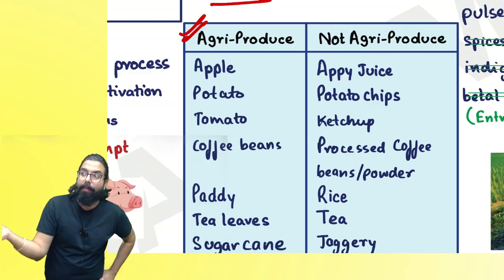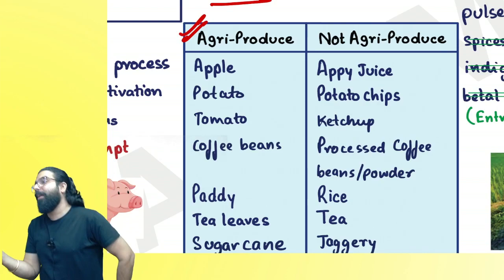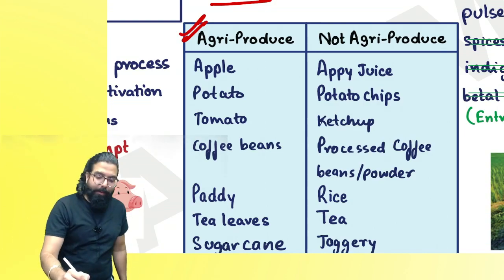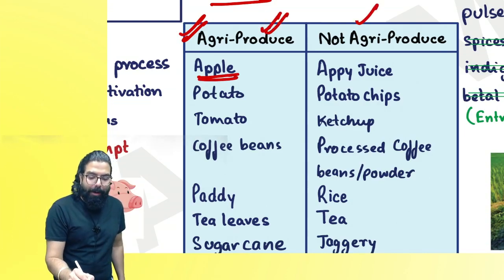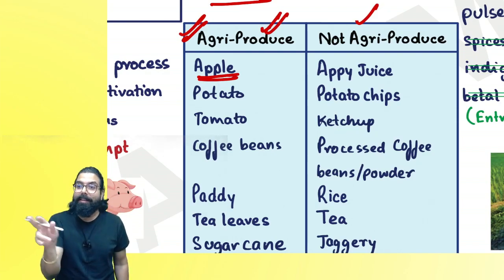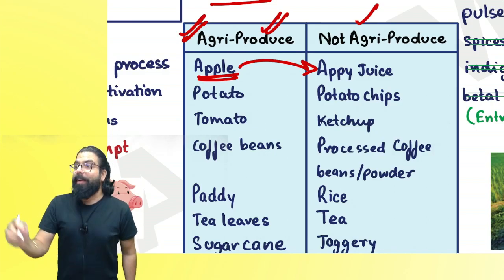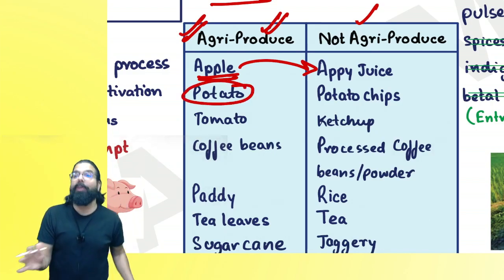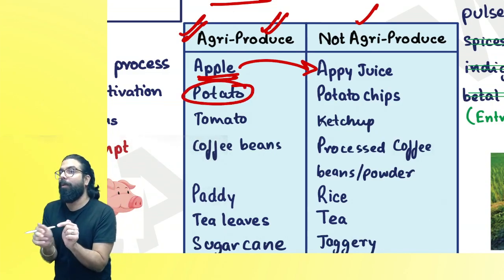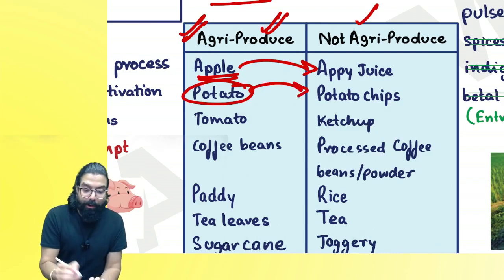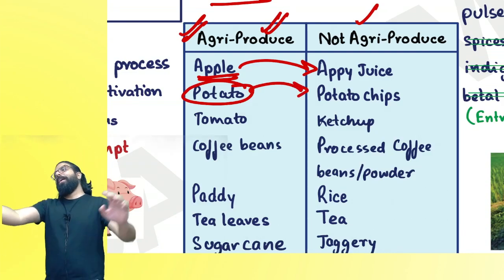If agricultural produce becomes non-agricultural produce because of the service, then it shall always be taxable. I have given some examples over here. Sir, apple remains apple, then that service will be exempt. Apple became apple juice, then that service will be taxable. Sir, potato remains potato only, cleaning etc. is done, then that service will be exempt. Potato became potato chips, then that service will be taxable.